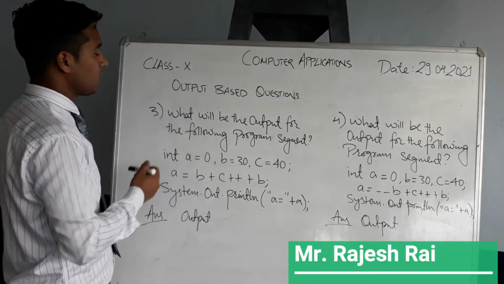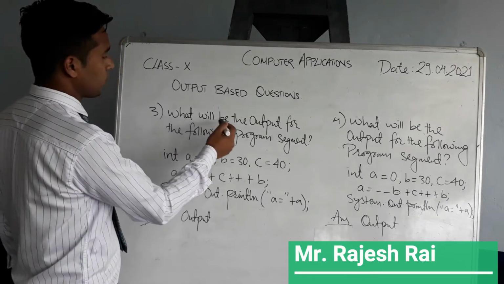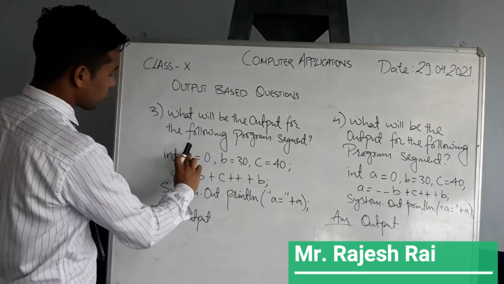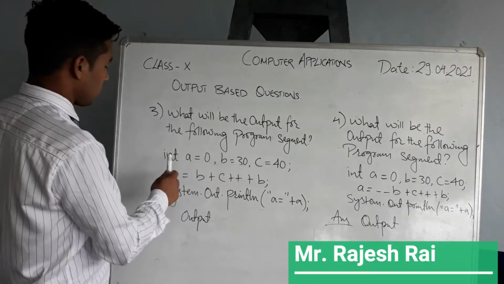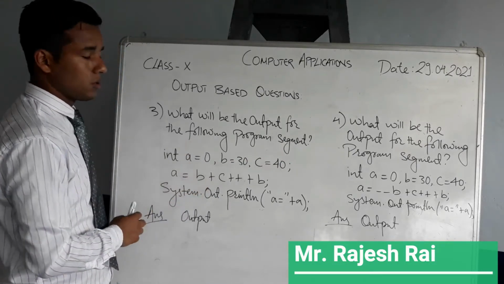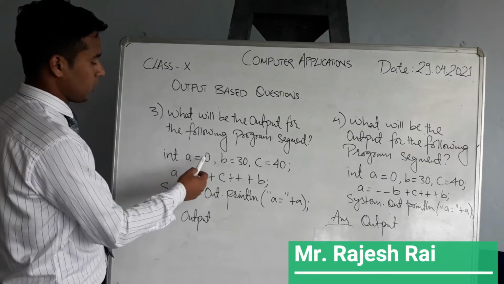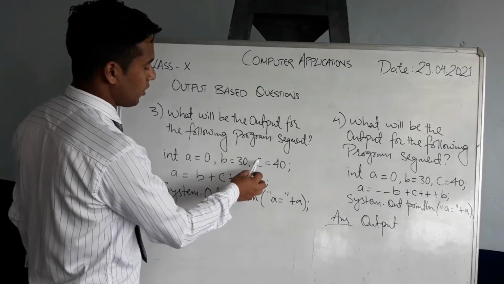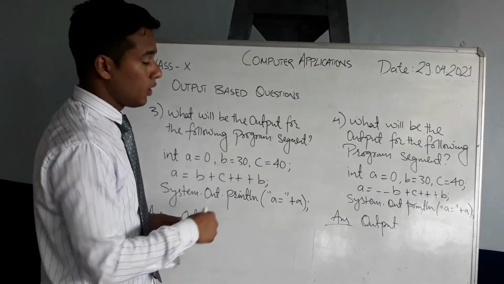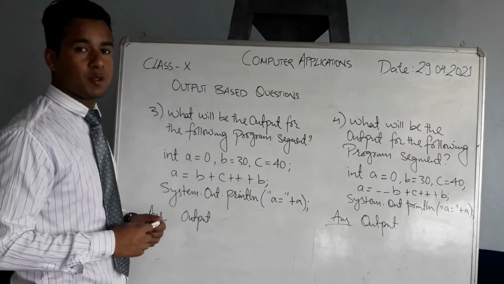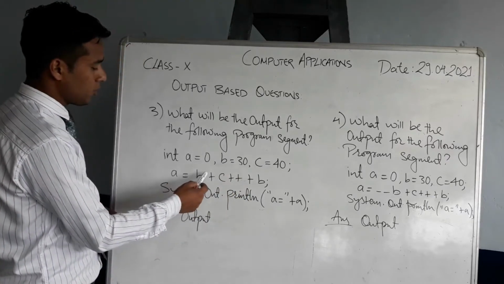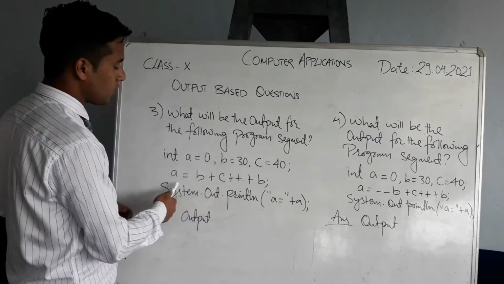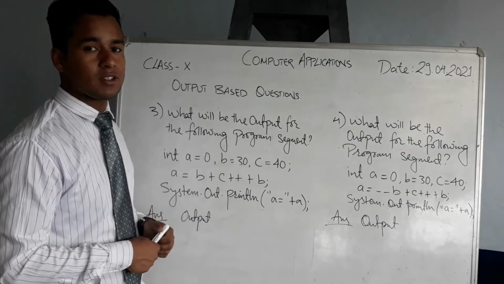What is said here in question number 3 is, what will be the output for the following program segment? A small program segment is mentioned out here. Now int a equals 0. Initially the value of variable a is 0. Variable b is holding a value that is 30, and variable c is holding a value that is 40. And just below this, a Java expression has been mentioned, that is a equals b plus c++ plus b. We have already learned about this kind of expression in class also.